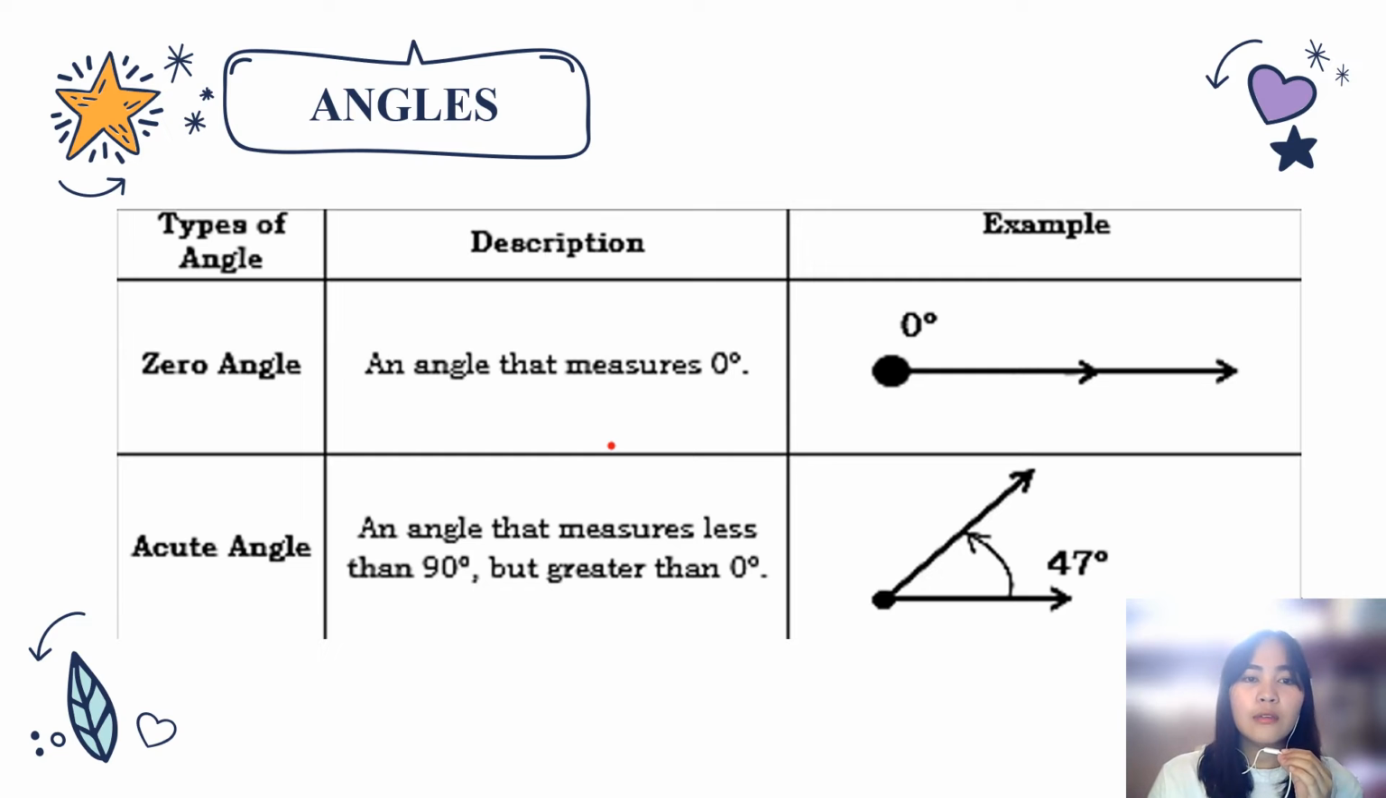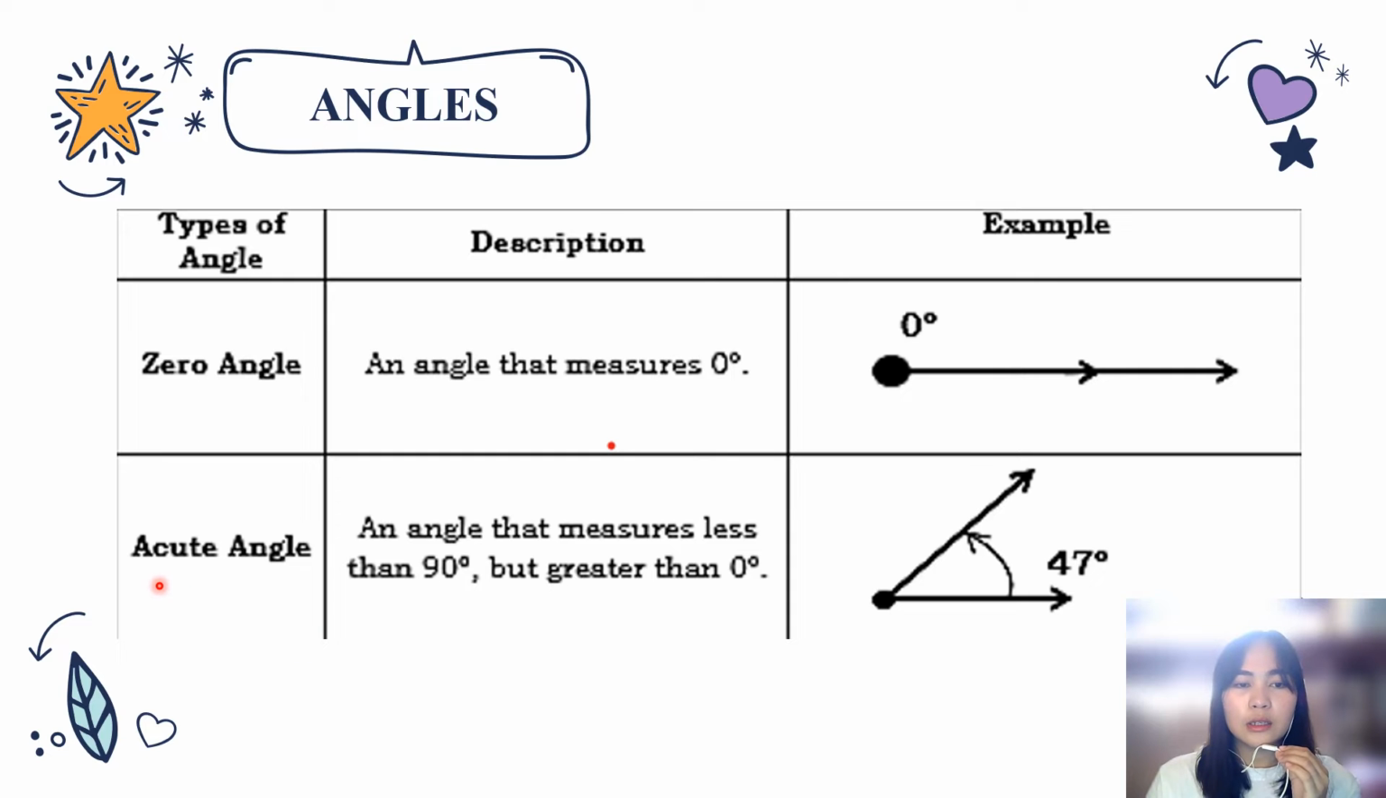So now we have here types of angle. We have here the zero angle. A zero angle is an angle that measures 0 degrees. So by name itself, pag may tag zero angle, ang iyahang measure is 0 degrees. So mao ni siya ato ang illustration sa ato ang zero angle.